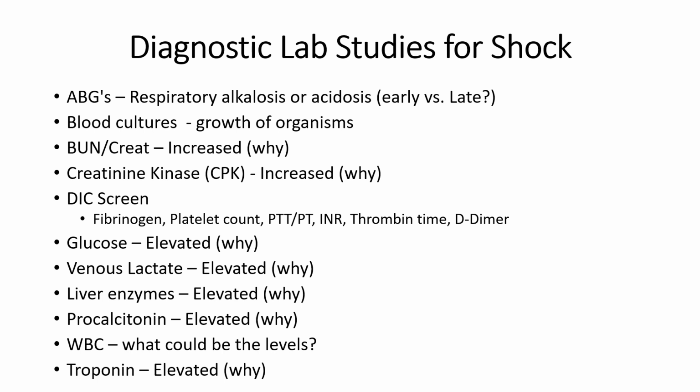When our liver starts to get affected, we have decreased perfusion to our liver, meaning that our coagulopathies are going to be totally askew. We can do a DIC screen, meaning that we can get fibrinogen levels, platelet count, PTT, PT-INRs, thrombin times, D-dimers. So just doing that DIC screen, especially if we know we're in the refractory stages or in the progressive stages, if we're starting to enter DIC. Glucose is going to be elevated, and why is that?